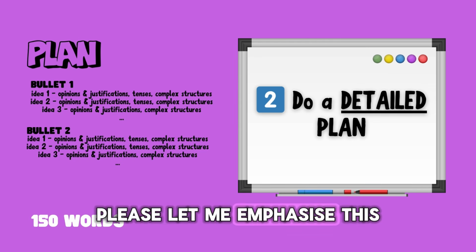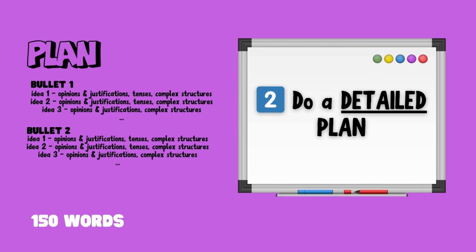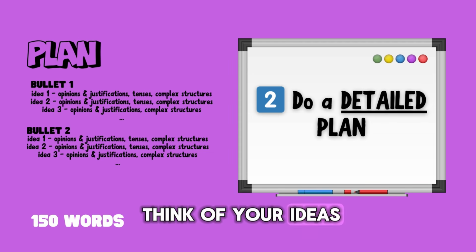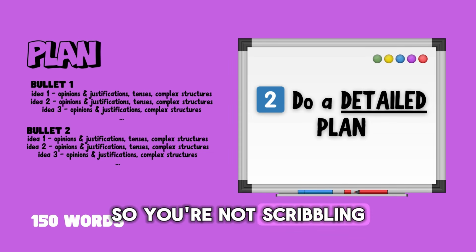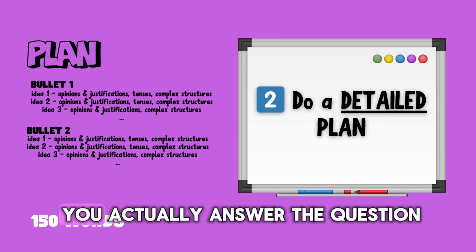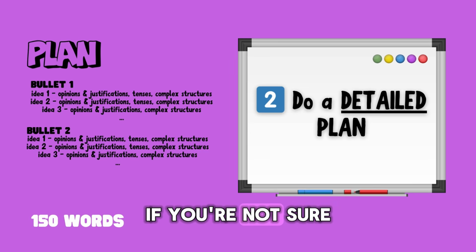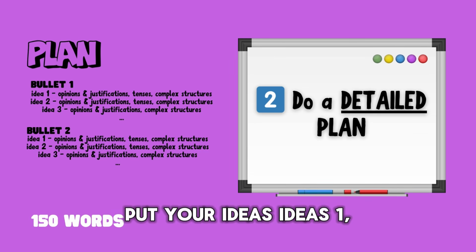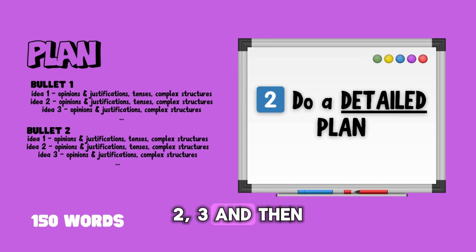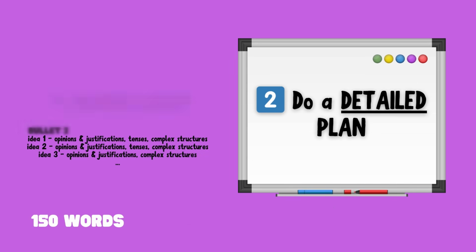Please let me emphasize this. Do a plan. It allows you to think of your ideas before you start writing, so you're not scribbling things out, and to ensure that you've actually answered the question. If you're not sure how to do a plan, this is one way you can do it. So separate the bullet points, put your ideas 1, 2, 3, and then extend from there.